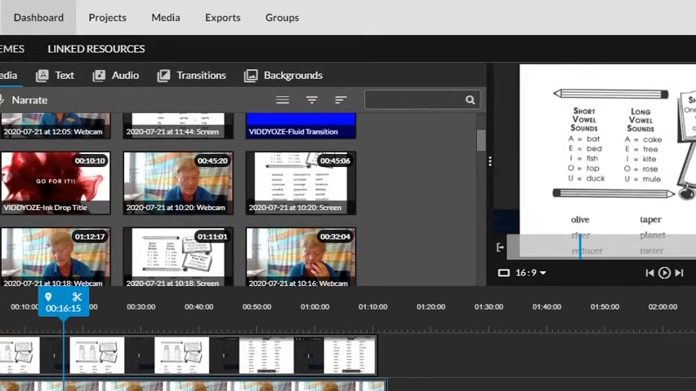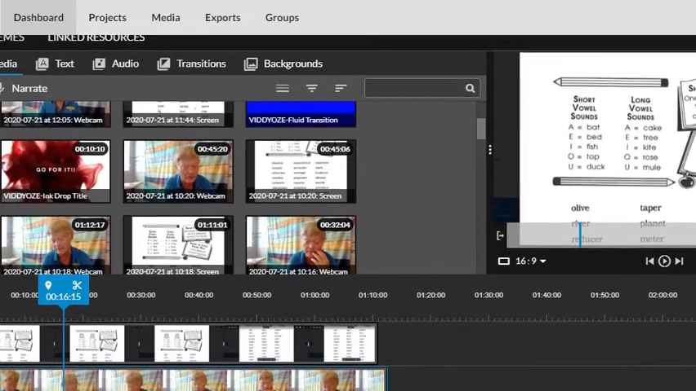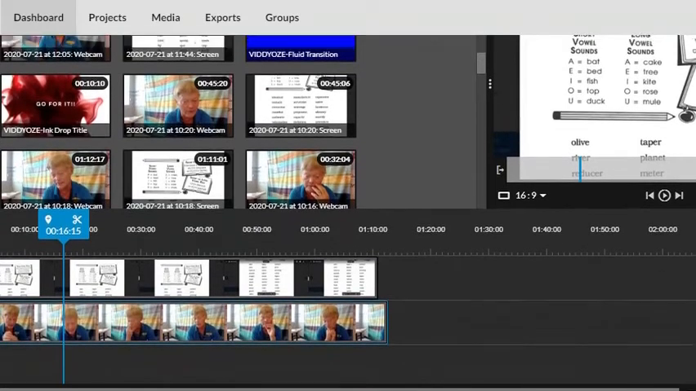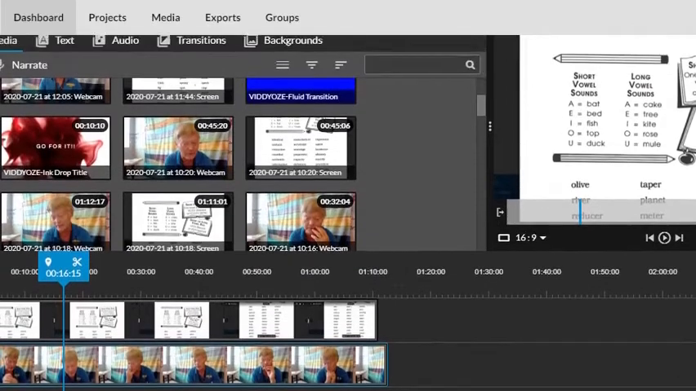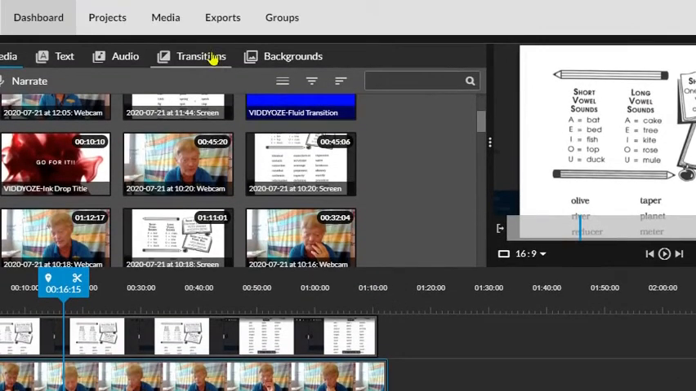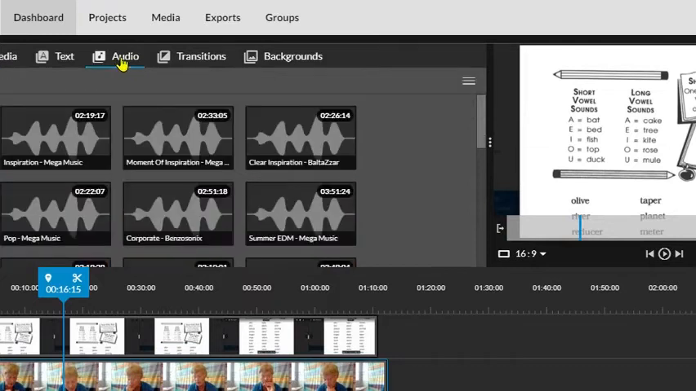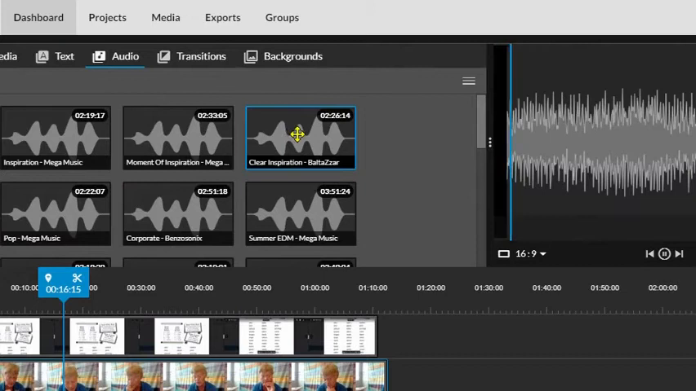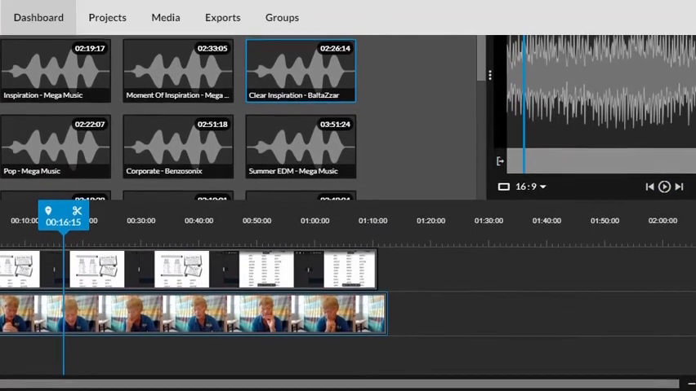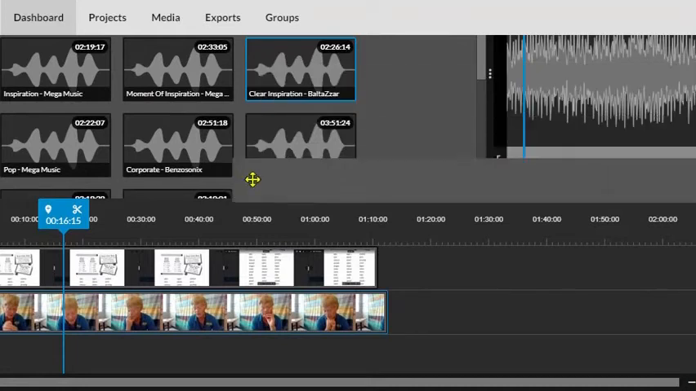So as you are working, you can do so many things. You can ask for transitions between little parts of your video. You can add audio. So let's say we want to add some music to this one. That sounds kind of cool. I think we'll drag this one down to the audio track.